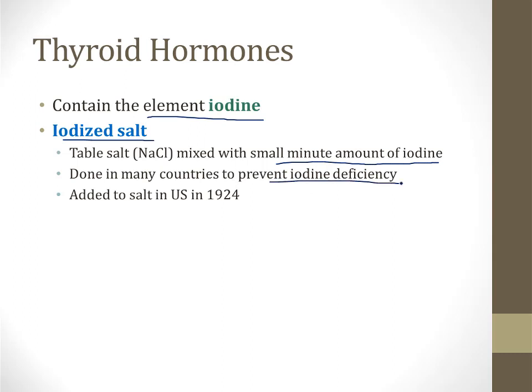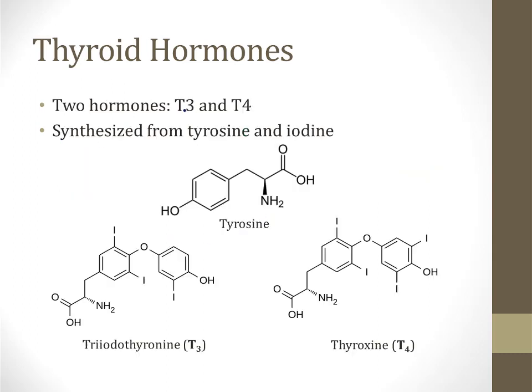Iodine began being added to salt in the United States in 1924. And as a result of adding iodine to salt, deficiency of iodine and symptomatic thyroid disease from lack of iodine is very rare in modern countries. There are two thyroid hormones in the human body. One is called T3, the other is called T4.